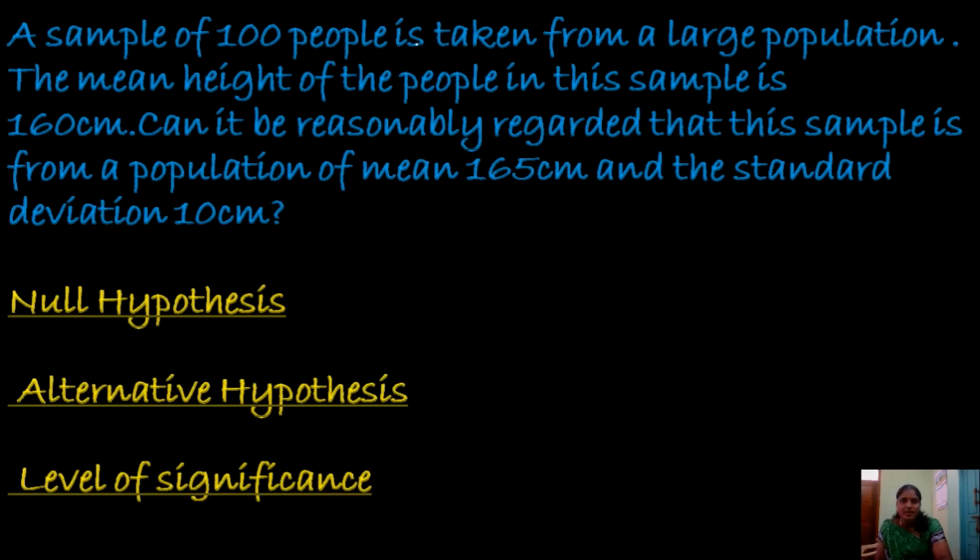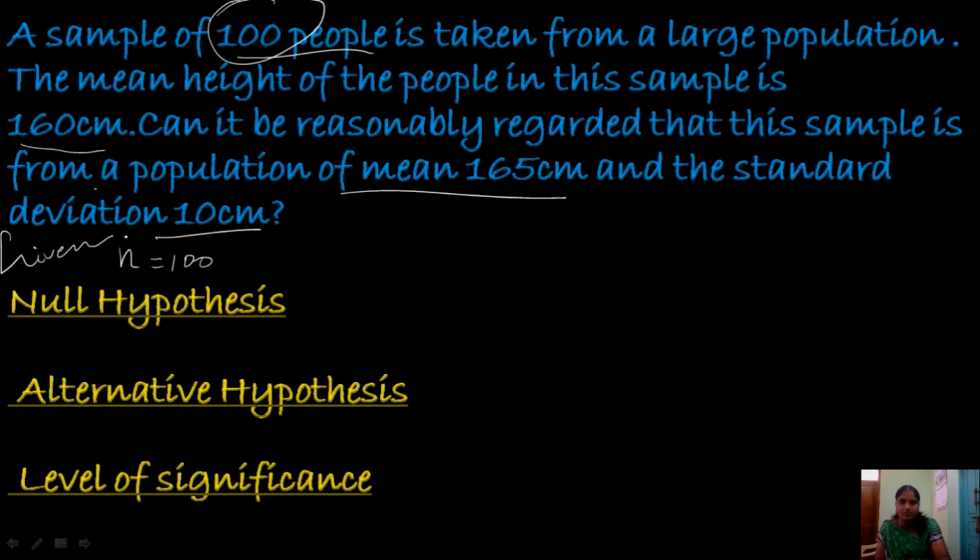A sample of 100 people is taken from a large population. The mean height of the people in this sample is 160 centimeter. Can it be reasonably regarded that this sample is from a population of mean 165 centimeter and the standard deviation is 10 centimeter? We have to take the sample of size 100. So n is given as 100.